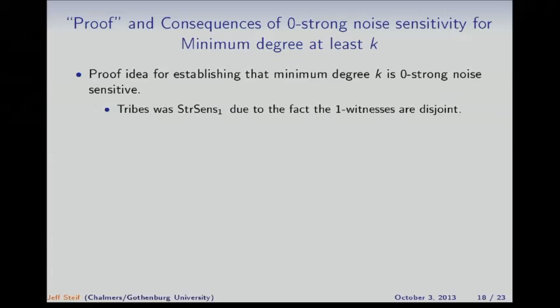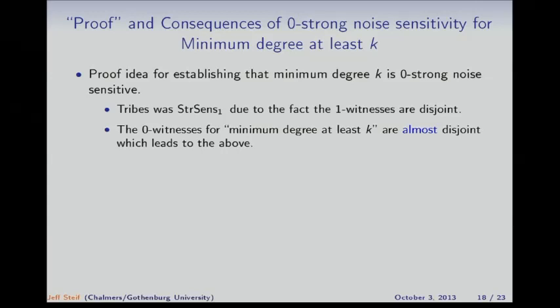Recall the tribes function over here. There, the tribes were all disjoint one witnesses, and this makes it very easy to be one strong. And you have a similar type of thing. If you look at the zeros for minimum degree at least k, or if we're thinking minimum degree at least 1, they're not going to be disjoint, but they're going to be awfully close to being disjoint.